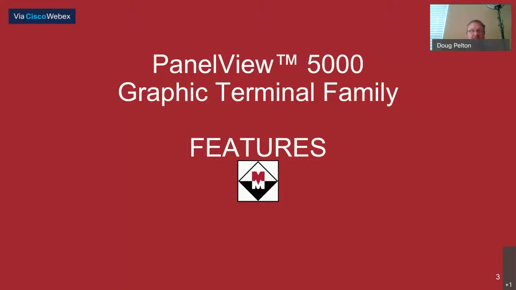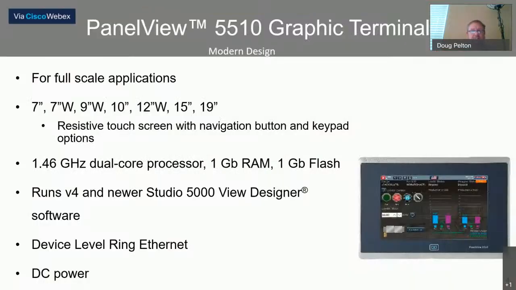So we're going to talk about the features of the family. First, the 5510. You can see the sizes on the screen. They have 3 widescreen sizes now, but there's a 7 wide, a 9 wide. The 9 is new to the family. A 10, a 12 wide, a 15, and a 19-inch screen. The 19-inch screen is new to the family as well. Rockwell has never offered a 19-inch on-machine type HMI in the past.